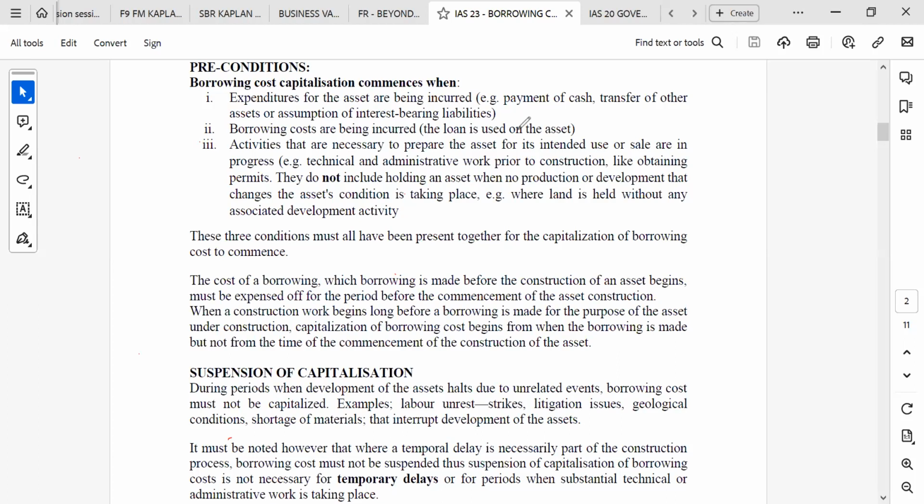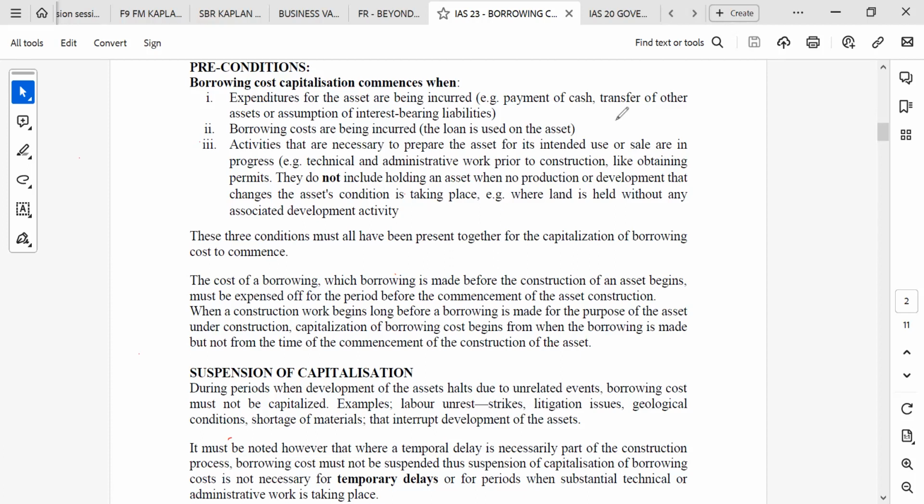Okay. It must be noted, however, that where a temporary delay is a necessary part of the construction process, borrowing costs must not be suspended. Thus, a suspension of borrowing costs is not necessary for temporary delays or for periods when substantial or technical or administrative work is taking place. So administrative work, maybe we want the people to stop working so that we now construct a big place so that water will not be coming to where they are doing the construction. It's also part of an activity to improve the condition of the asset.